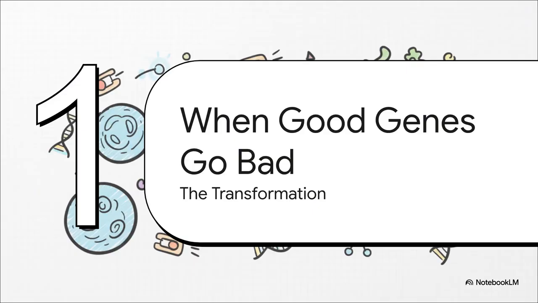So this is the big turning point in our story. How in the world does this essential, heroic gene go so wrong? How does it get corrupted? Well, the answer is pretty simple and pretty scary. It's all about genetic damage, a mutation that transforms our hero into a total villain.